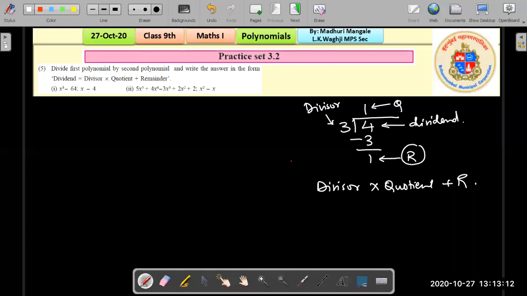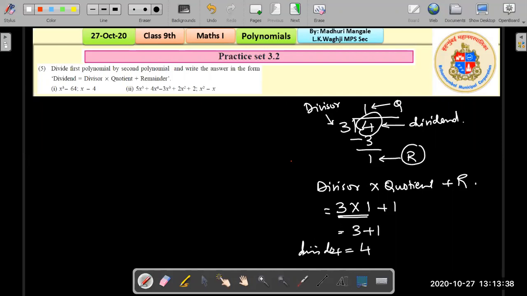So if we substitute the values, divisor here is 3 times quotient is 1 plus remainder, that is again 1. So clearly if we simplify, we always start with multiplication first and then addition, right? So 3 times 1 will be 3 plus 1, that would give us 4, and that is same as the dividend, that is 4. So in short, we are getting back the dividend. So this is how we can verify this formula.